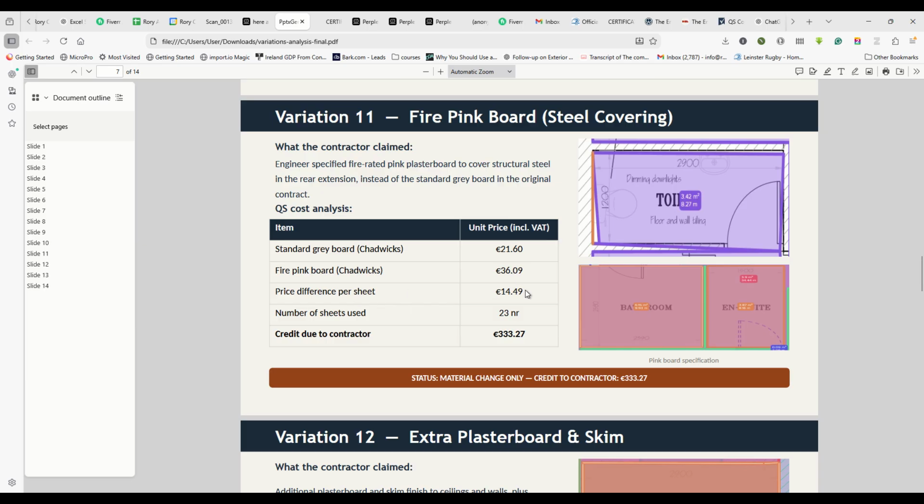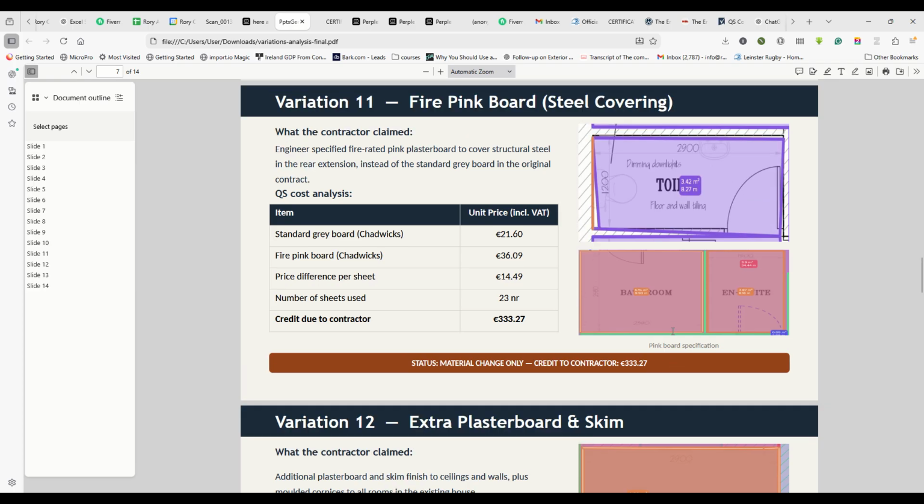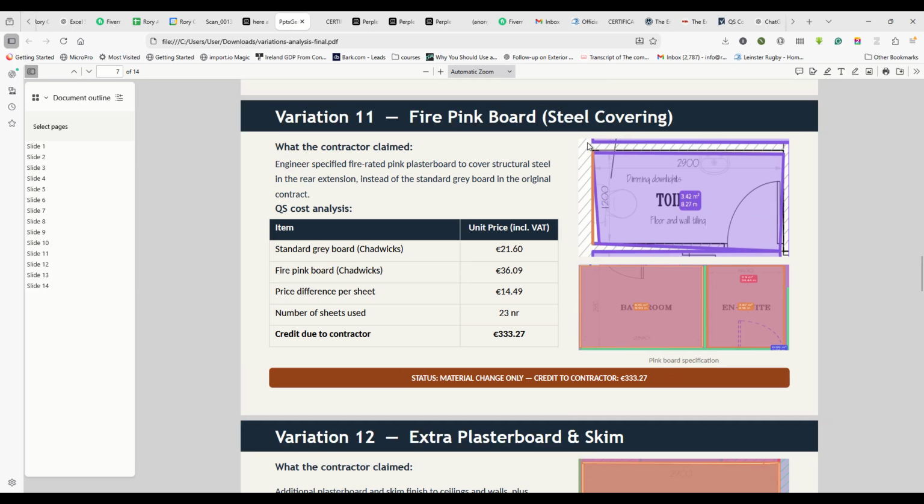You can see the price difference, number of sheets, and then there was a credit due to the contractor for the change. But in this status, this was materials only, and this was something like 3,200 he was looking for, so it was $3,000 less. And then he tried to say to me, very, very nice fella, but he tried to say to me that the fireboards were heavier to put in.